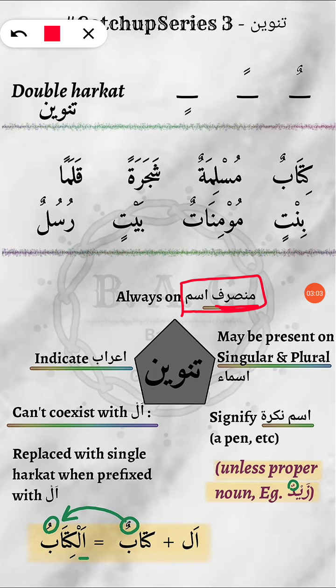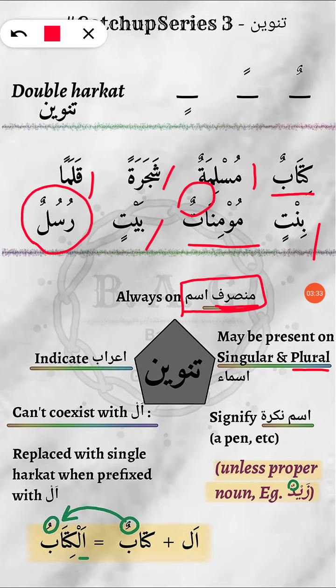they may be present on singular and plural asma. Alright, so if you have a tanween bearing ism, it is not necessary for that ism to be always singular. Alright, so from these examples, kitabun, muslimatun, shajaratan, qalaman, bintin, baitin, these are the singular asma. Tanween may also be present on some plural asma, such as mu'minatun. Alright, this is plural. Rusulun, this is also plural. Okay, the singular is rasulan and the plural is rasulan. Okay, so this point is also done.